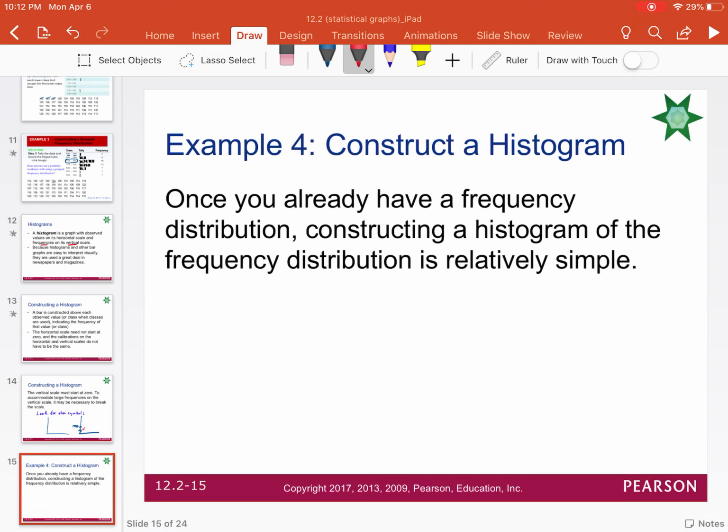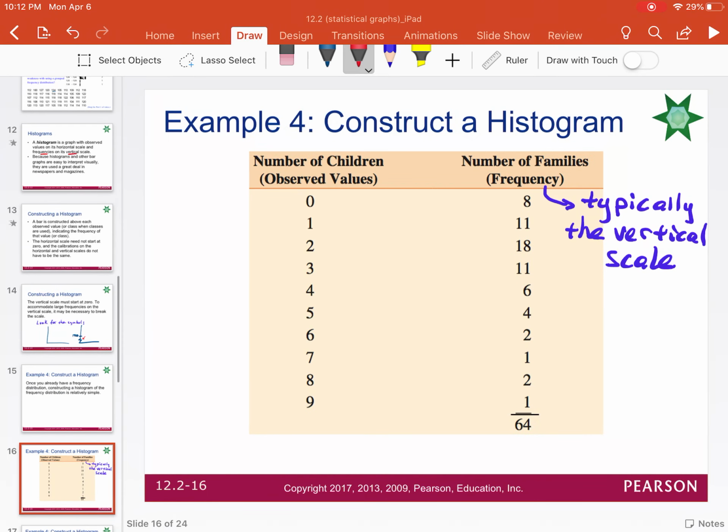Okay, so once you already have a frequency distribution, which we've been doing some of, now the idea is to construct a picture around that. So here's the idea. We have a different data set than one we've done before: number of children in a family. Oh my, look at that, 9. Whew. And how many families have that many children?